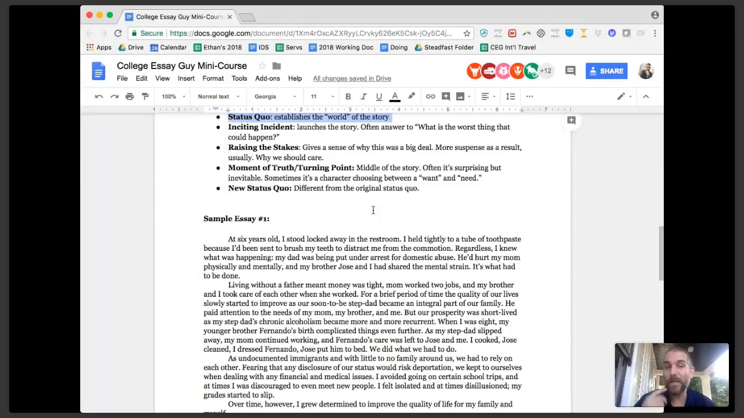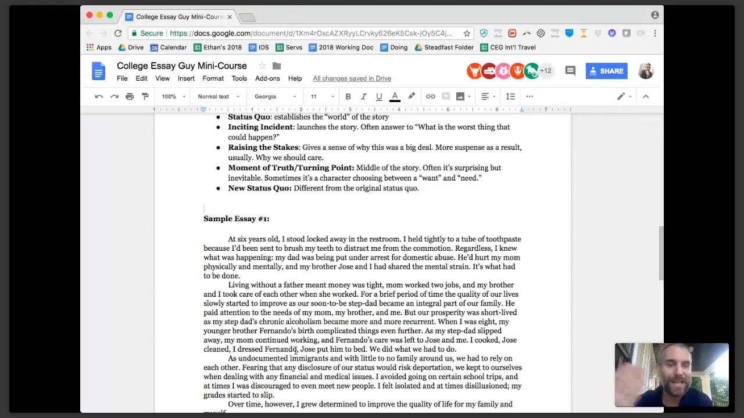So he's raised the stakes at least 2 times already. As undocumented immigrants, so raise the stakes. Now he's revealed that he's undocumented, and with little to no family around us, we had to rely on each other. Fearing that any disclosure of our status would risk deportation, we kept to ourselves when dealing with any financial and medical issues. So another impact of this was that he was undocumented.